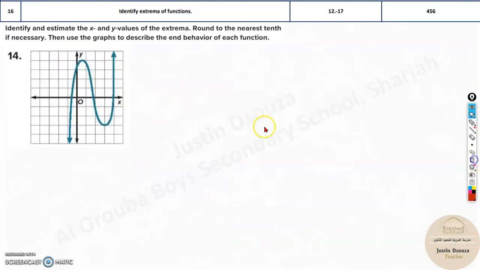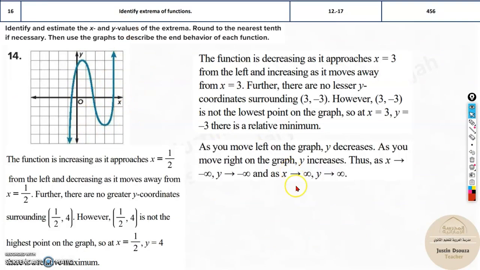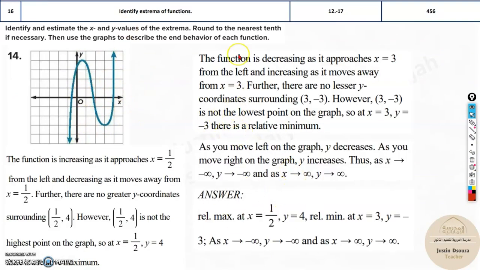Same thing over here, you will have the relative maximum and minimum at these two points and the end behavior. You can check the answer by yourself. Please solve it and then check. X over here is half and 4 is the y value. Here it is at 1, 2, 3 and minus 3. Yes, those are the answers. It's minus 3, and as x goes to positive infinity, y is positive infinity, and when it's minus infinity, y is minus infinity.